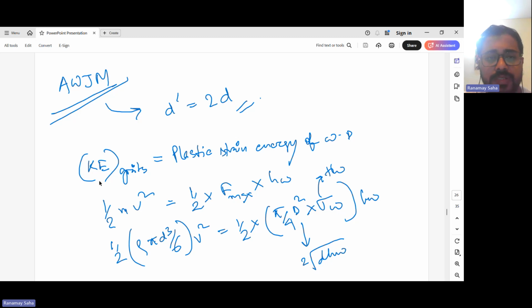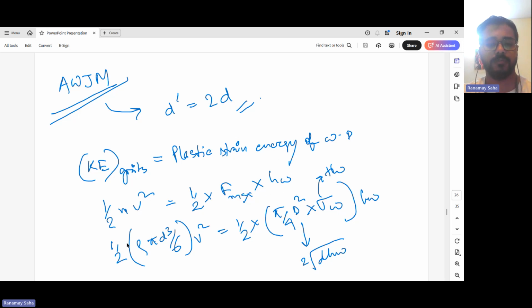So in case of abrasive water jet machining, let's first find out the MRR value. Similar to the other processes, we can equate the kinetic energy of the grains to the plastic strain energy of the workpiece. So kinetic energy, you know, is given by half mv square, mass and velocity of the grain particles, and then plastic strain energy is half of the average of the total force F max multiplied by the height of indentation, or HW.